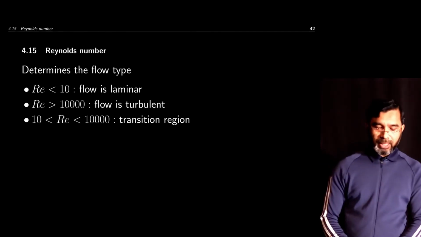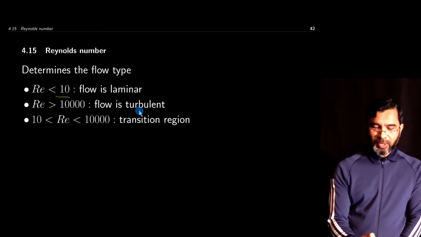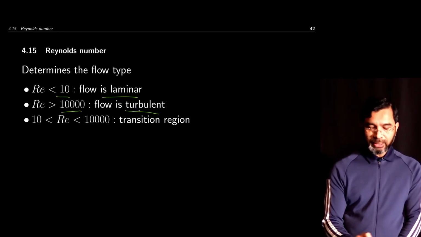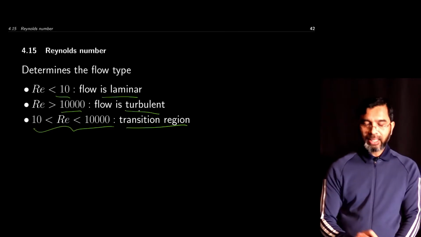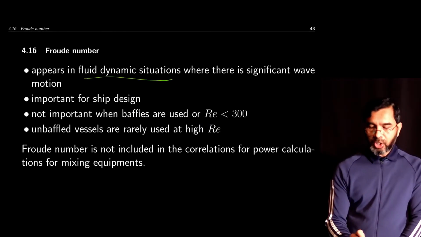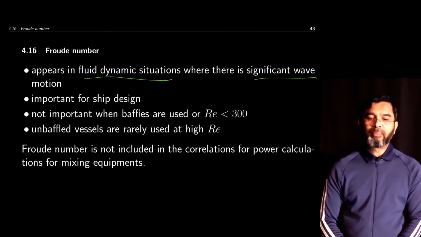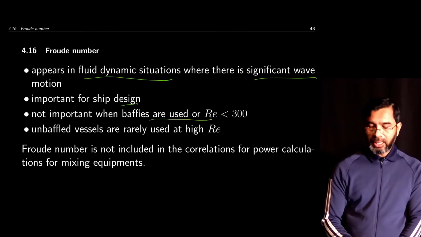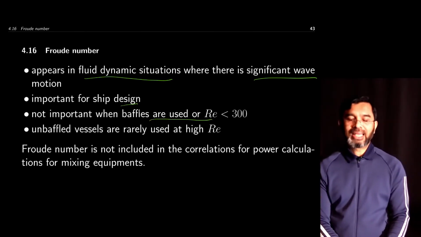Now for Reynolds number, if Reynolds number is less than 10, the flow is laminar. If the Reynolds number is greater than 10,000, that's turbulent. And between 10 and 10,000, we have the transition region. Now Froude number appears in fluid dynamic situations where there is significant wave motion. So Froude number is important for ship design. However, it's not important when baffles are used or Reynolds number is less than 300.